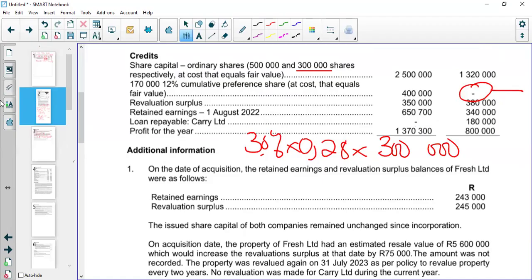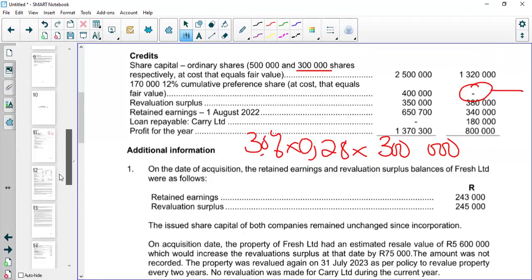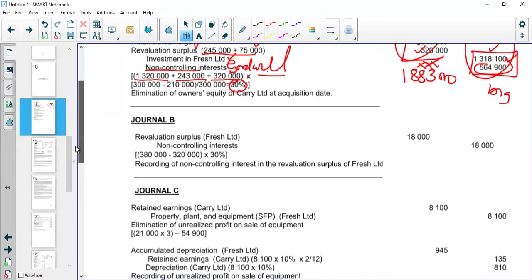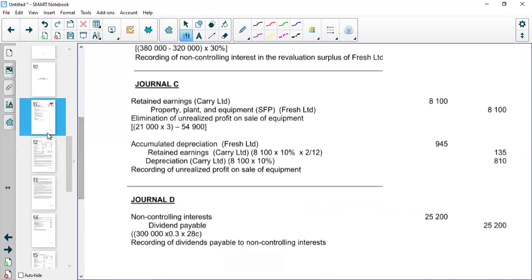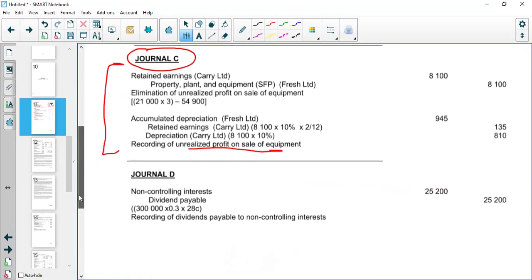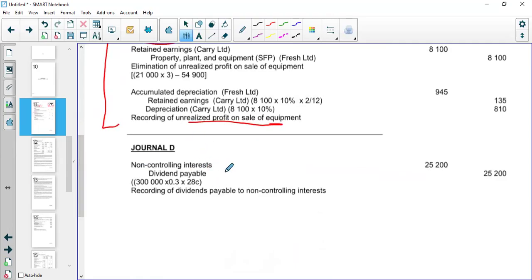So if I can just do journal entries for everything, this is the journal entry for unrealized profit on sale of equipment. Now this is just for NCI, but if you want to include everything, then you will also have the dividend income, dividend received, if you also want to eliminate for the parent. So that will be 70% of the amount.